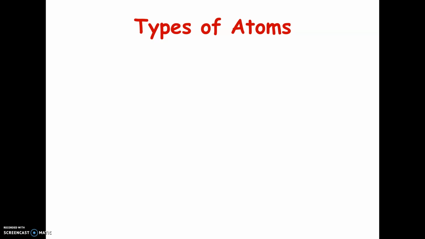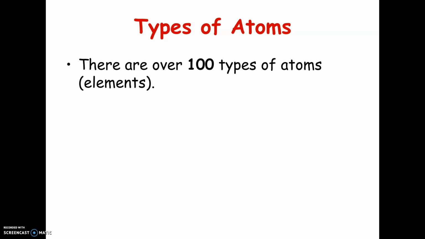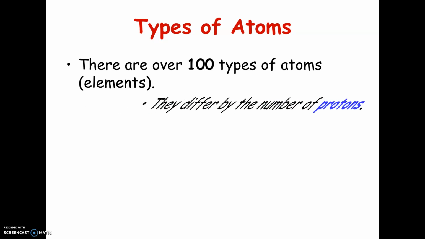All right, so in our last lecture, we talked a little bit about atomic theory and the development of that, some scientists, what they discovered, all that sort of stuff. So now we're actually going to get into some of the heart of the atomic structure and the parts of atoms. So there are over 100 types of atoms. That's your elements. That's your periodic table. We're going to do a whole chapter just about the periodic table.